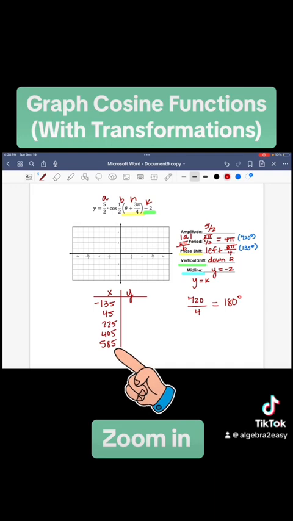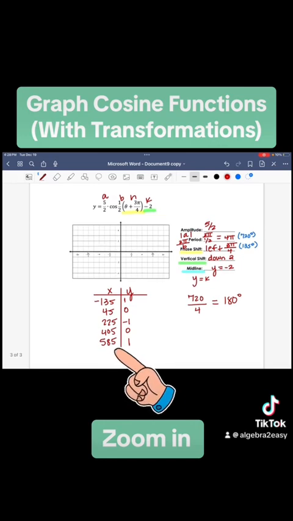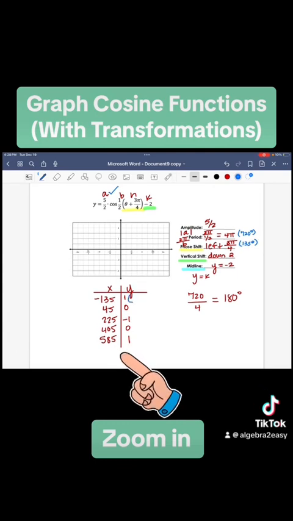Same pattern as the problem before. It is 1, 0, -1, 0, 1 for all of those y values of your cosine function. Now let's apply our transformations. You have a transformation of 5 over 2. That's going to be your vertical stretch. We're going to multiply everything by 5 over 2, or just 2.5 works.